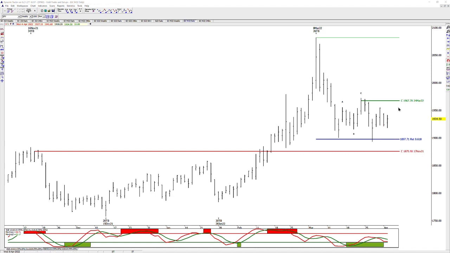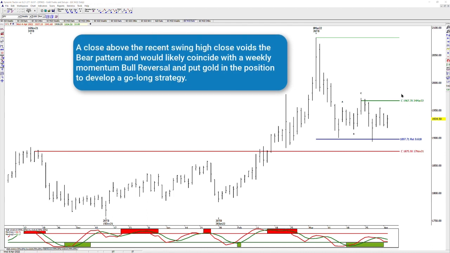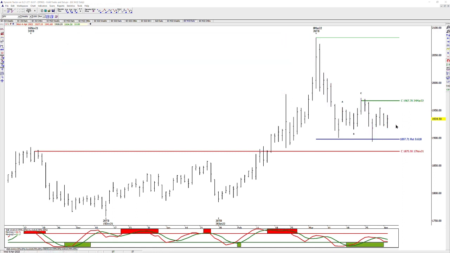However, if gold should first make a close above this swing high close of 1967.70, then I'm going to reevaluate and look for the conditions for an immediate go long setup, because that would indicate that this whole correction is complete. It wouldn't be an ideal A, B, C, but something else would have occurred, though it would indicate that more than likely this is complete. And I suspect if gold were to advance and close above 1967.70, the weekly momentum would reverse to bullish, even though it hadn't reached oversold.